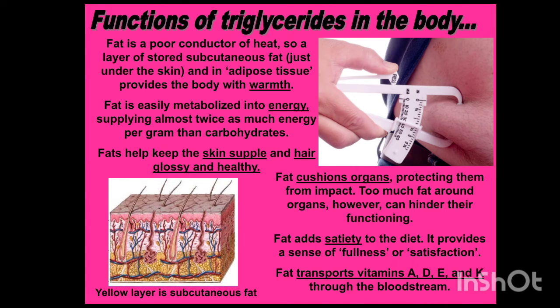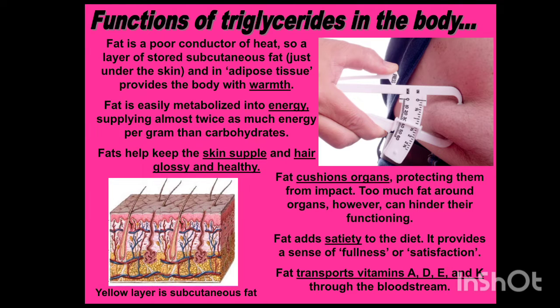Fat is a poor conductor of heat. So a layer of stored subcutaneous fat just under the skin, in adipose tissue, provides the body with warmth. Fat is easily metabolized into energy, supplying almost twice as much energy per gram as carbohydrate. Fat helps keep the skin supple and hair glossy and healthy.